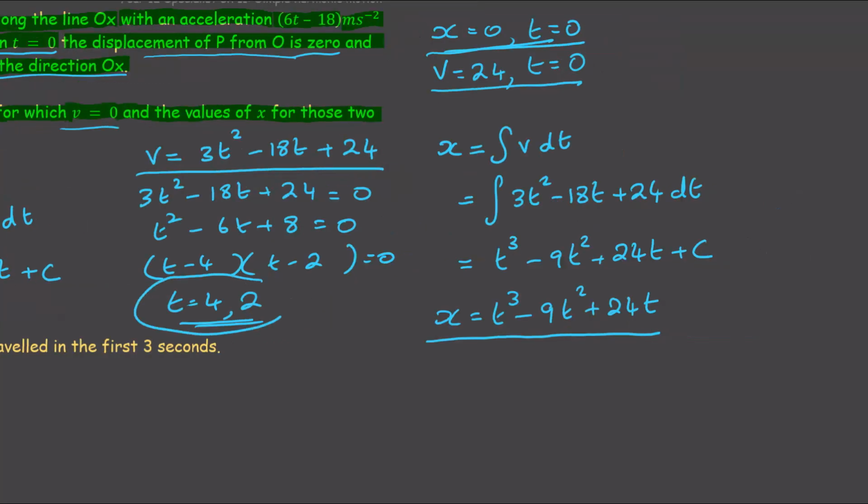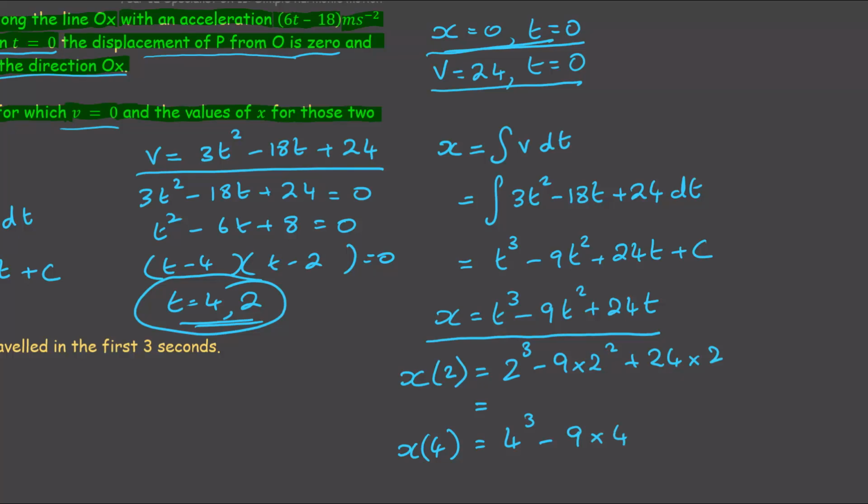Now we want x of 2 and x of 4. So it's just a case of substituting in. x of 2 is 2 cubed minus 9 times 2 squared plus 24 times 2. And x of 4 would be 4 cubed minus 9 times 4 squared plus 24 times 4. And we just need to calculate those. And you can see I've calculated and found at 2 seconds the displacement is 20 meters, and at 4 seconds it's 16 meters.